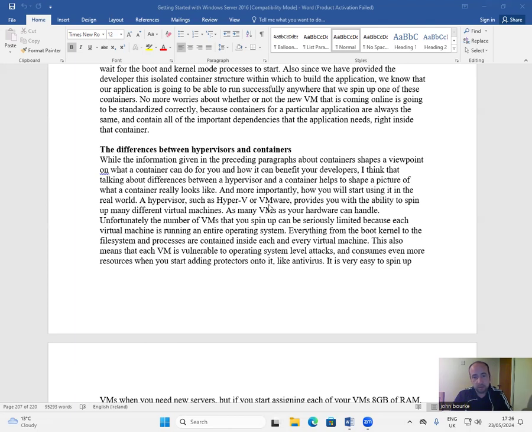A hypervisor such as Hyper-V or VMware provides you with the ability to spin up many different virtual machines, as many VMs as your hardware can handle. Unfortunately, the number of VMs that you spin up can be seriously limited because each virtual machine is running an entire operating system. Everything from the boot kernel to the file system and processes are contained inside each and every virtual machine. This also means that each VM is vulnerable to operating system level attacks and consumes even more resources when you start adding protectors onto it, like antivirus.